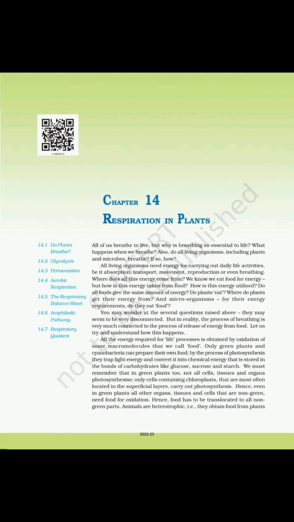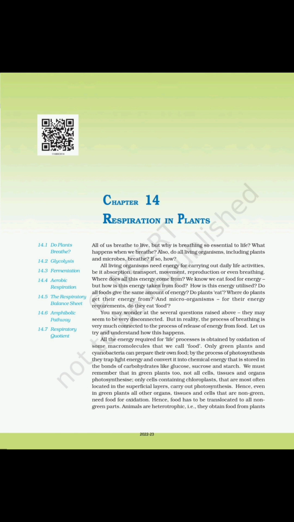All the energy required for life processes is obtained by oxidation of some macromolecules that we call food. Only green plants and cyanobacteria can prepare their own food by the process of photosynthesis. They trap light energy and convert it into chemical energy that is stored in the bonds of carbohydrates like glucose, sucrose, and starch.